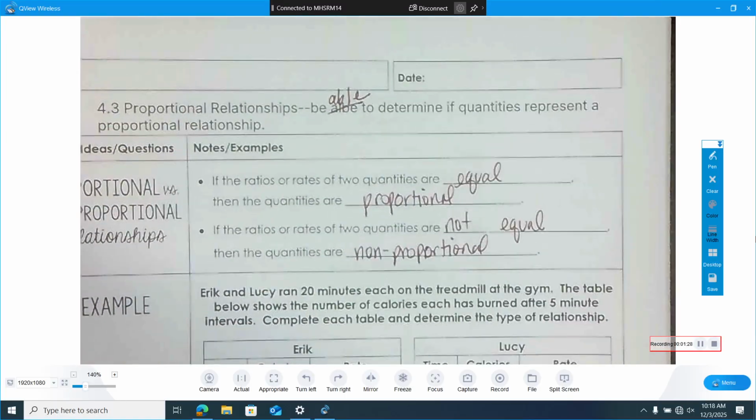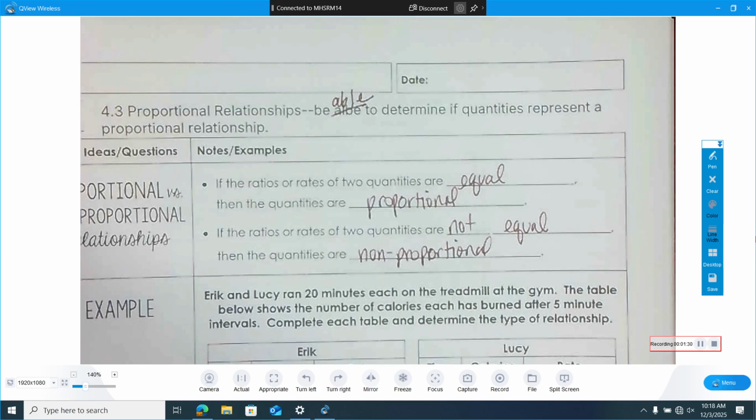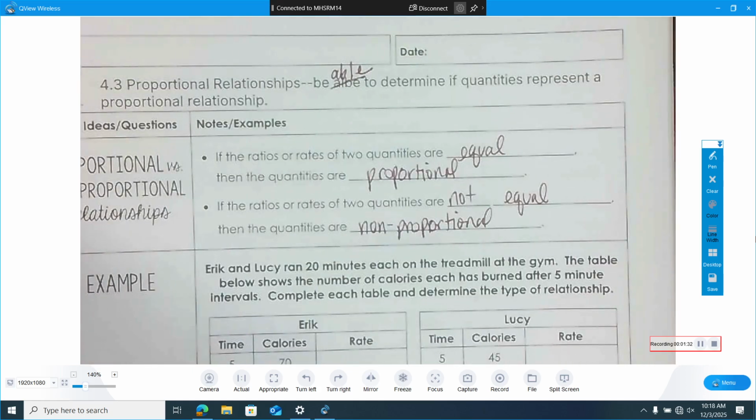We're interested in things that are proportional today, but I will caution you to read carefully in the Delta Math. They like to throw in the word not on occasion, which then, of course, asks which one is not proportional? So we do want to be a little bit careful.